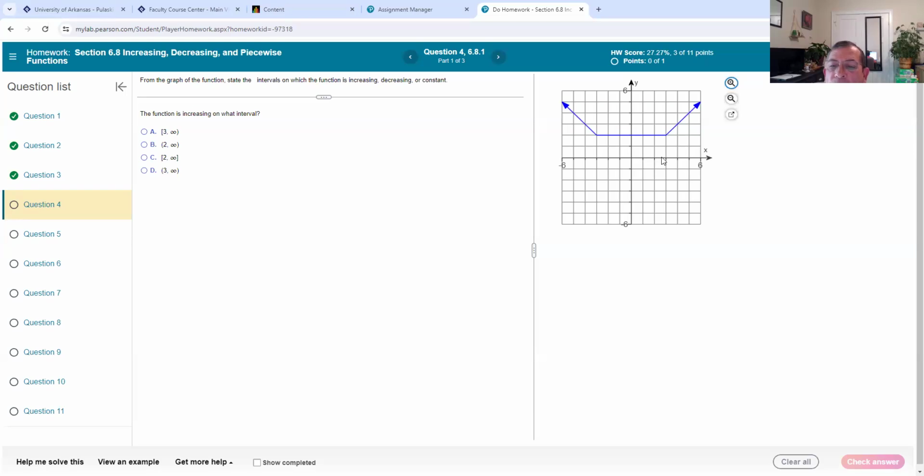1, 2, 3. So at 3 on the x-axis, it starts going uphill, and the graph is going uphill as I head to the right towards infinity. So we want the one that goes from 3 to infinity. Now remember, these have to have parentheses on the intervals. They can't be brackets. So the only one that goes from 3 to infinity with parentheses, we would pick D. Okay?